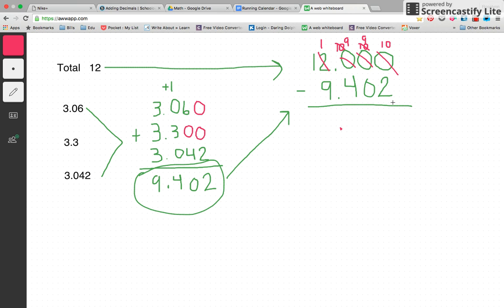10 thousandths minus 2 thousandths equals 8 thousandths. 9 hundredths minus 0 hundredths is 9 hundredths. 9 tenths minus 4 tenths is 5 tenths. And 11 minus 9 is 2. So the missing addend is 2 and 598 thousandths.